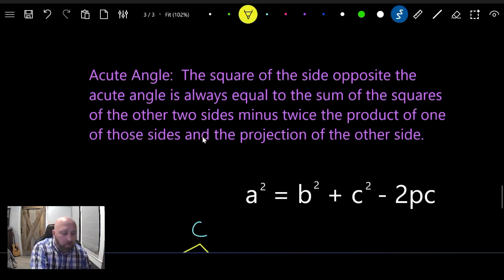So what are we doing here? We're doing this formula right here. The square of our opposite side, a squared, is always equal to the sum of the squares of the other two sides, minus twice the product of one of those sides, there's the C side, and the projection of the other side. That's what that P stands for, the projection of the other side. Now, let's hash this out just a little bit, because yes, this is given to you, but it's not given to you in a theorem.